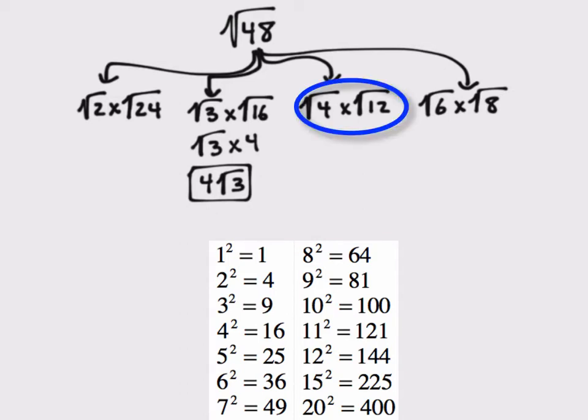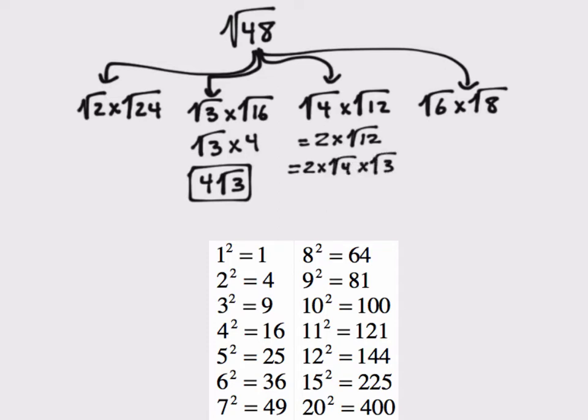In this factorization, we do have a perfect square, namely 4. And we end up with 2 times the square root of 12. But my claim is, this isn't fully simplified yet. Why? Because we could factor 12 even further. 12 we can factor into the square root of 4 times the square root of 3.